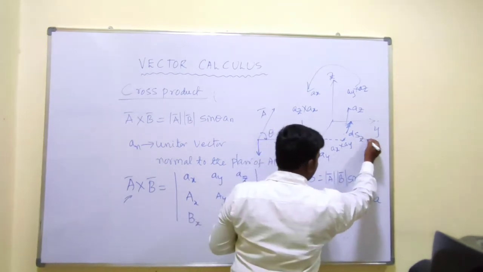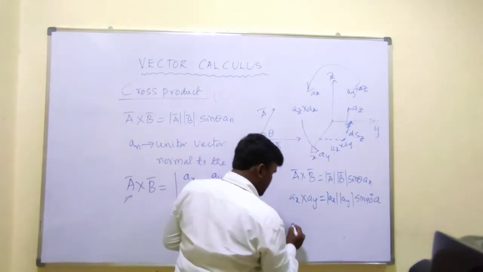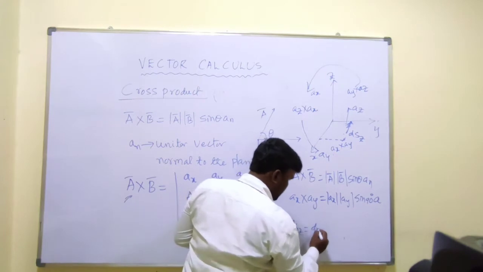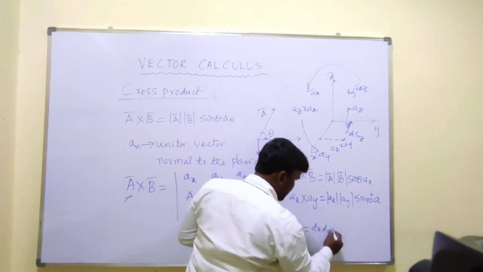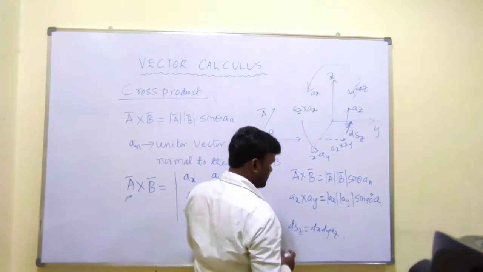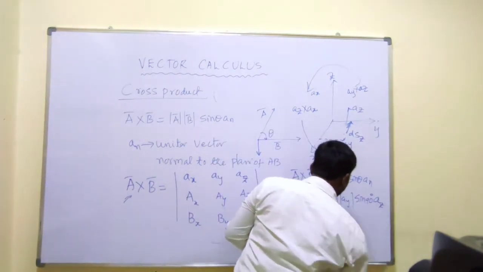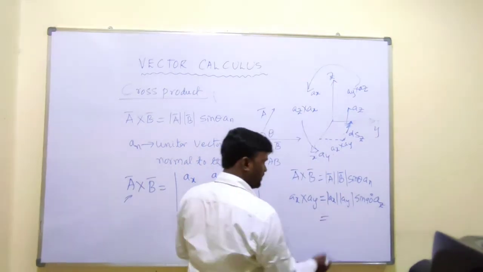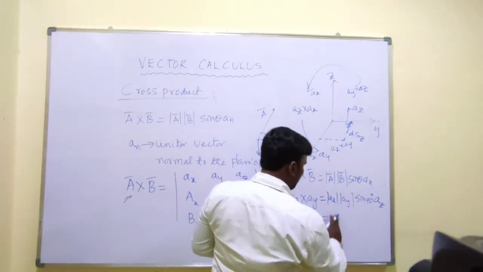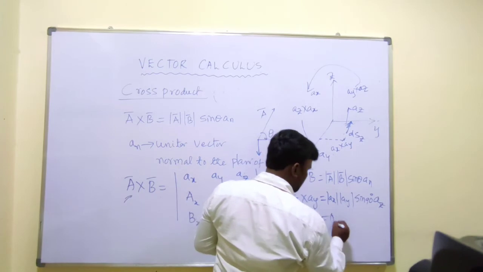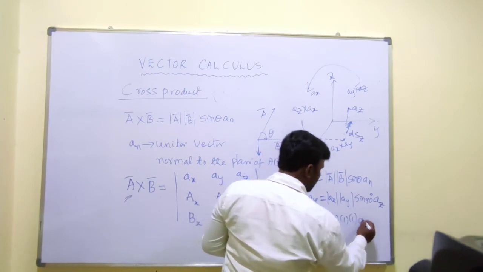In the xy plane, that is dS z. Already we discussed dS z is nothing but dx dy az. Here also I multiply these things and I will get az. Simplify this one: 1 into 1 into 1 gives 1. Sorry, 1 into 1 into this one, this is 1, this is also 1, so 1 az.